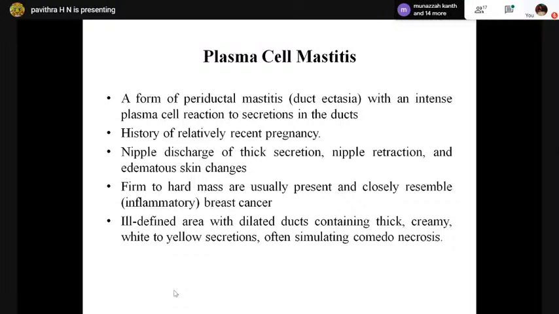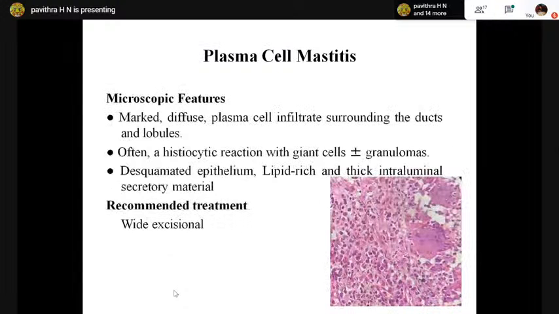It may form a hard mass, mostly like inflammatory breast cancer type of lesions. They'll have an ill-defined area with dilated ducts containing thick, creamy to yellowish secretions. Sometimes they call it comedonecrosis type. On microscopy, you can see sheets of plasma cells surrounding the ducts or lobules. They can also have some giant cells without granulomas, with histologic reaction. Treatment for this is usually excision.